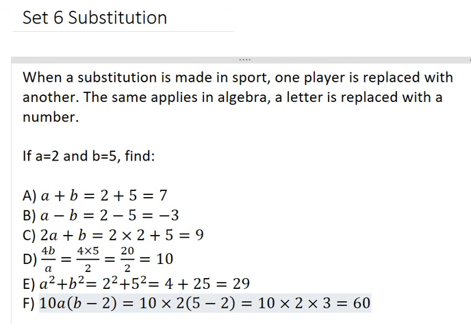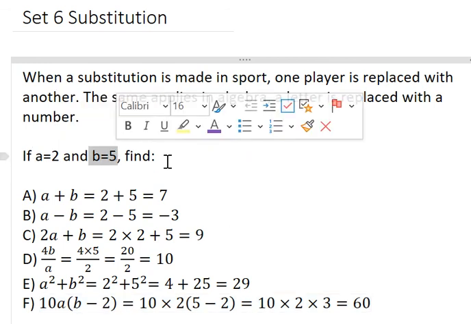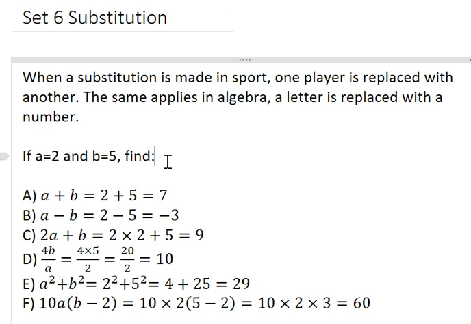Okay, so substitution: simply replace the letter for the number, whatever the number is it tells you. In our case, A was equal to 2, B is equal to 5. All right, you have some questions to do for me. You need to do the substitution online questions, because you can mark them, and I want a whole page of green ticks. All right, let's go.